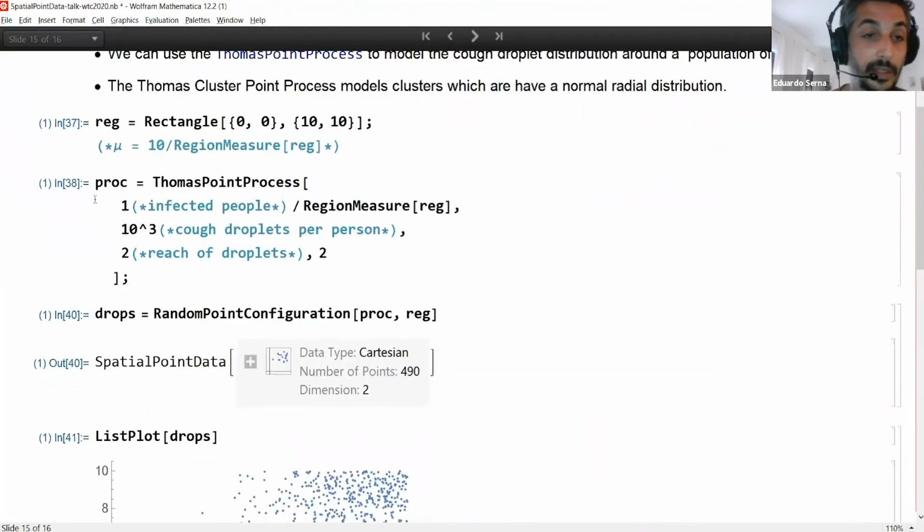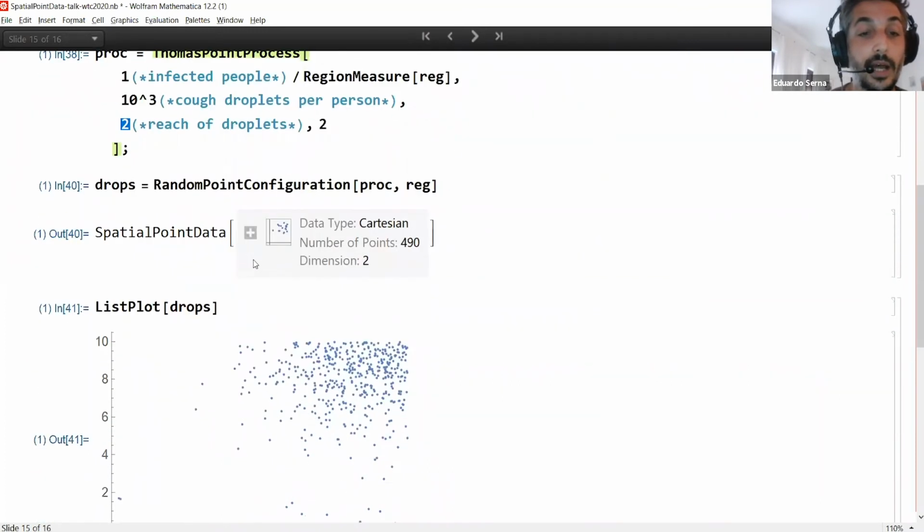So we can specify the parameters like this. I'm going to assume that we have a room that's 10 meters by 10 meters, and only one infected person, one of these super contagious people. Let's assume they give away 1,000 cough droplets per infected person, and the reach of these droplets is 2 meters, which is the distance that they're always telling us to stay away from each other. So we can sample this.